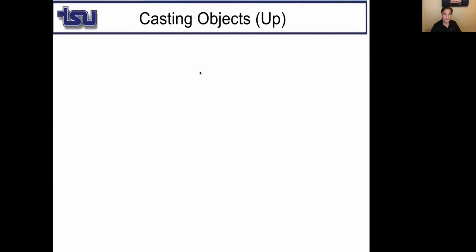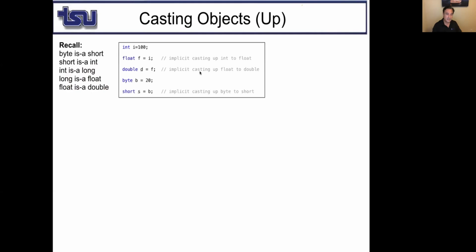So I'm going to talk about casting objects up. This is very similar to the idea that byte is a short, short is an int, int is a long, long is a float, float is a double. Remember that? So for example, if I assign i to f, that's perfectly okay, because an int is a float. Java will implicitly cast int up to float. And I know float is a double, so there's an implicit casting up from float to double. B is 20 bytes, and then byte is converted to short. This is perfectly okay. So casting objects up is implicit in this case.